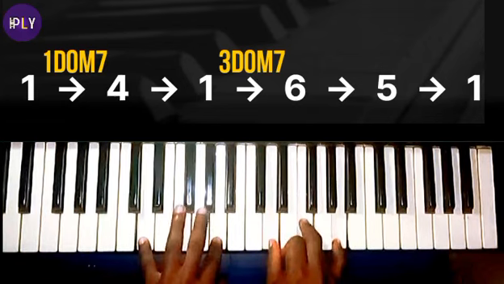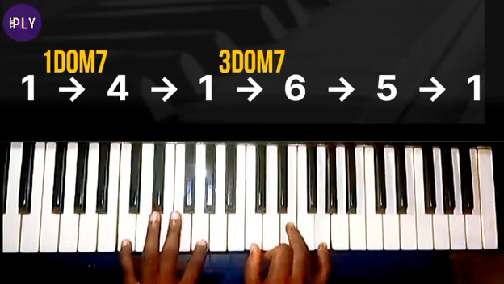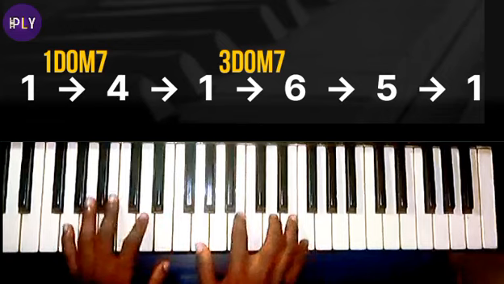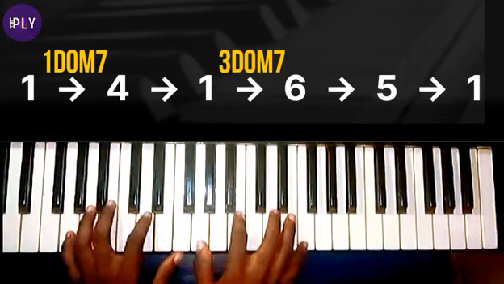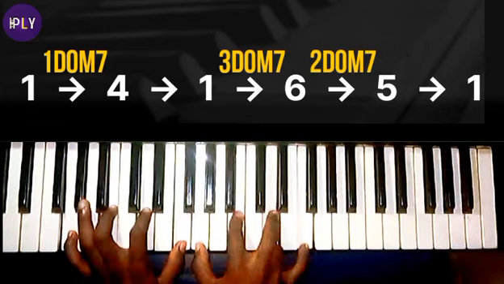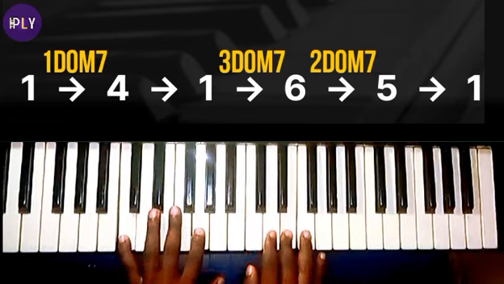So next we're going to the chord 5. Instead of just going directly to the 5, we're going to play the dominant version of the chord 2, which is this, to lead us to the 5.